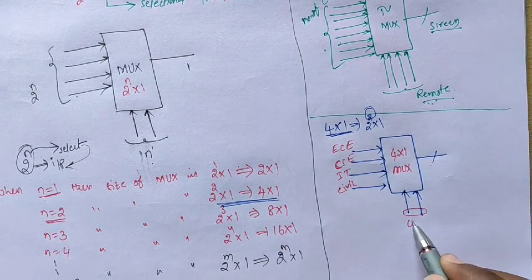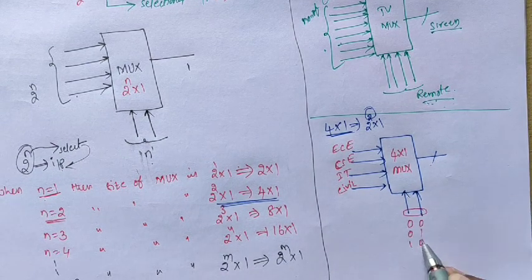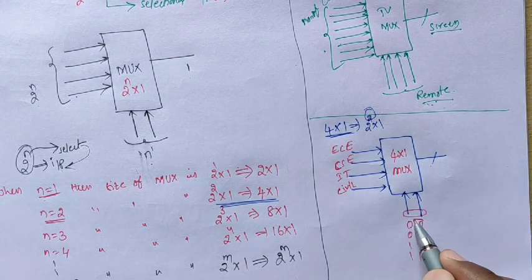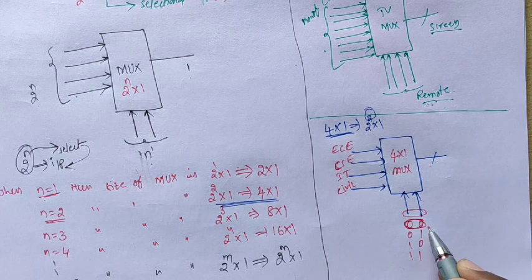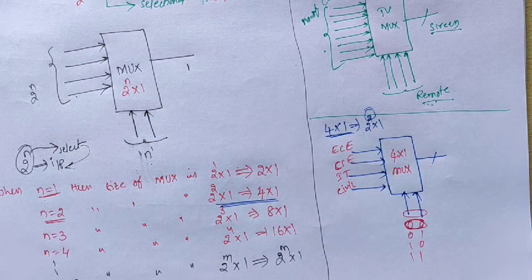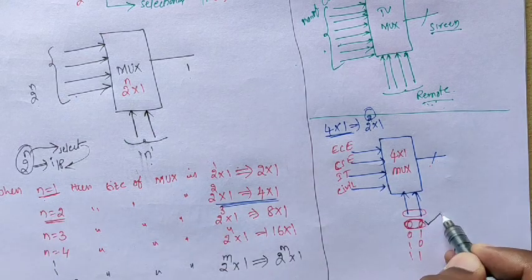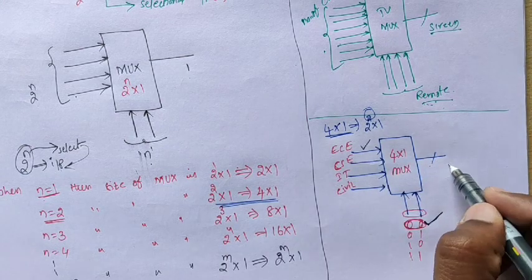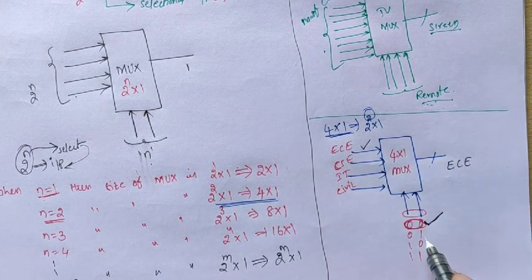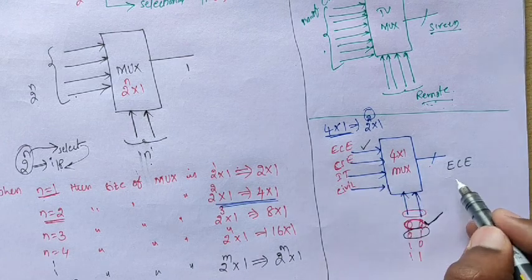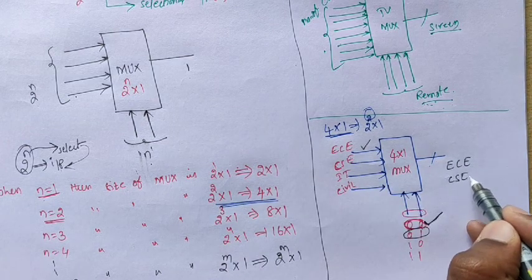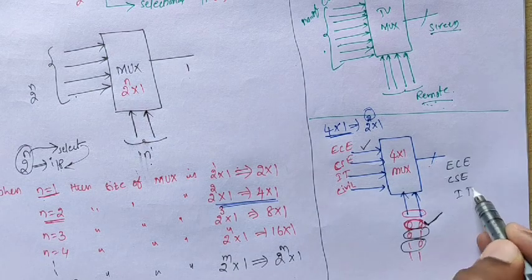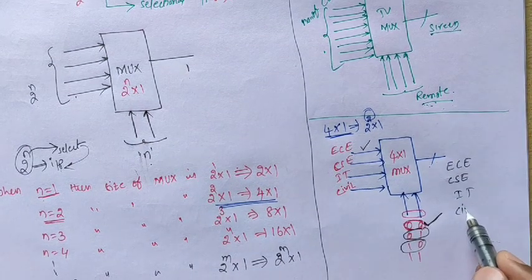So what are the possible combinations? 0 0, 0 1, 1 0 and 1 1. If you give 0 0 on the selection lines, then automatically the first line is activated, and the output is ECE. When it is given 0 1, the second line is activated and the output displayed is CSC. 1 0 is IT, 1 1 is civil.